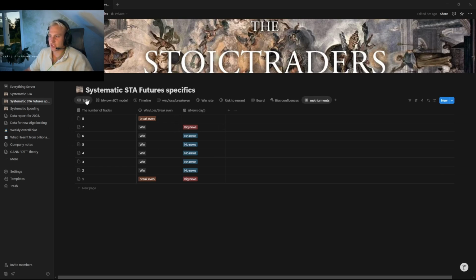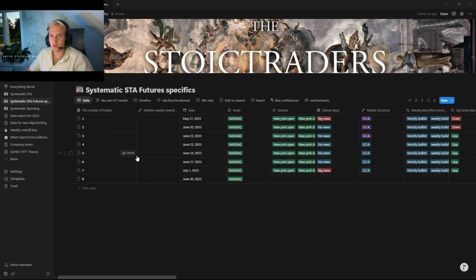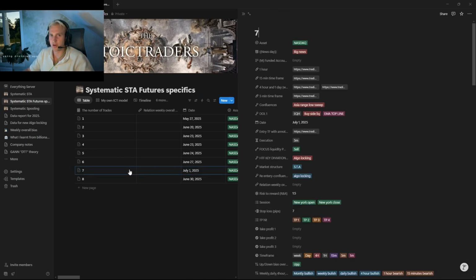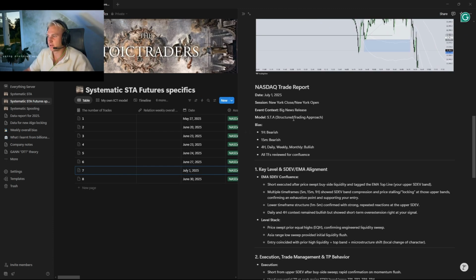Something I forgot to show you about my futures data and all my data in general is that I also have trading reports, for all individual trades. This is not just the data, as you can see right here. I also have a little bit more qualitative and quantitative data, located underneath. So you can see for all trades, I write reports of my trades.